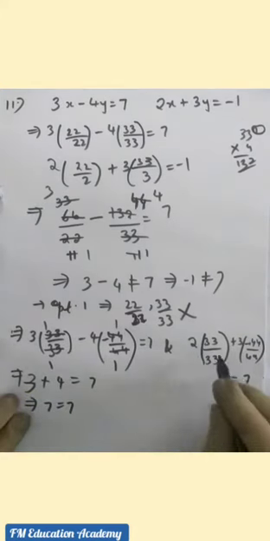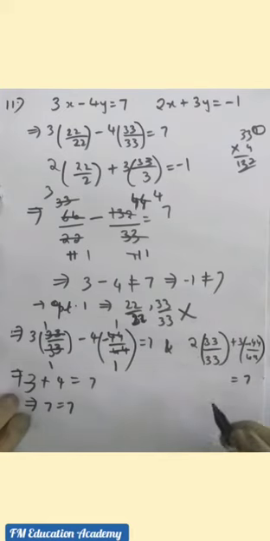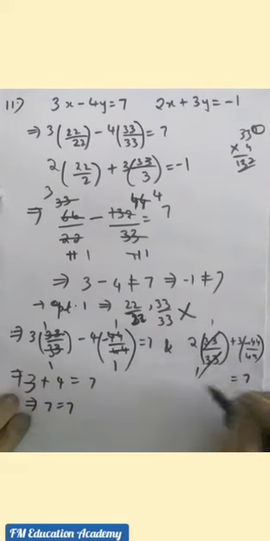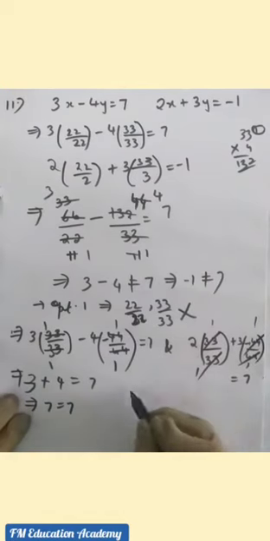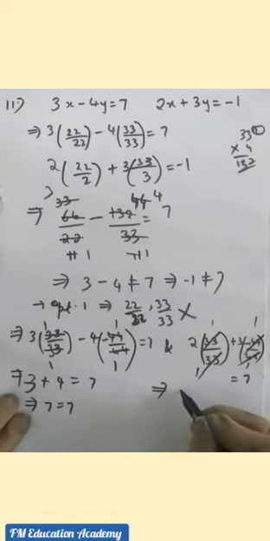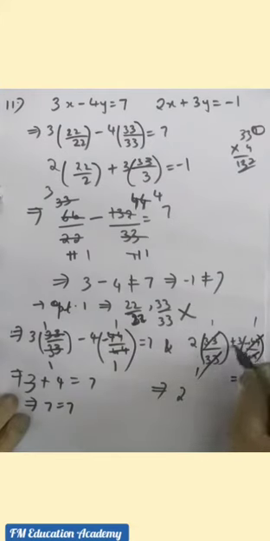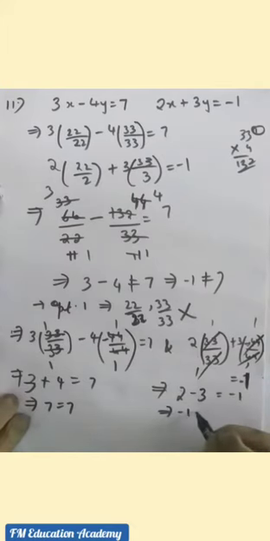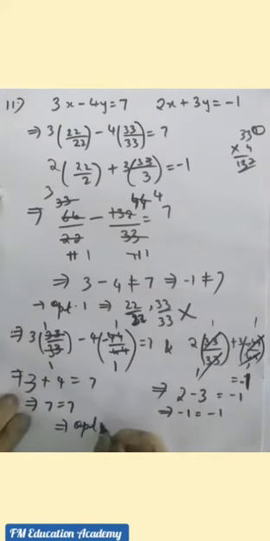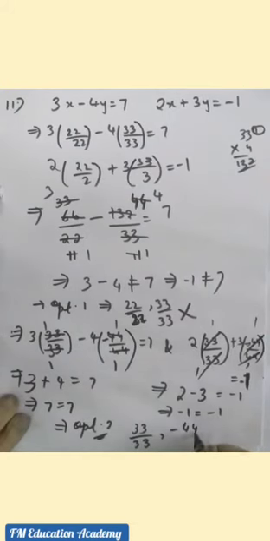Now let us see whether in the second equation also we have LHS equal to RHS or not. 33 ones are 33, 44 ones are 44. We have 2 as it is, and here we have minus 1 on the RHS. Plus into minus, minus 3 is equal to minus 1. So 2 minus 3 is minus 1. So we got minus 1 is equal to minus 1. So in both, LHS is equal to RHS. So we can say our option 2, that is the values 33 by 33 and minus 44 by 44, are correct. So what is the answer?